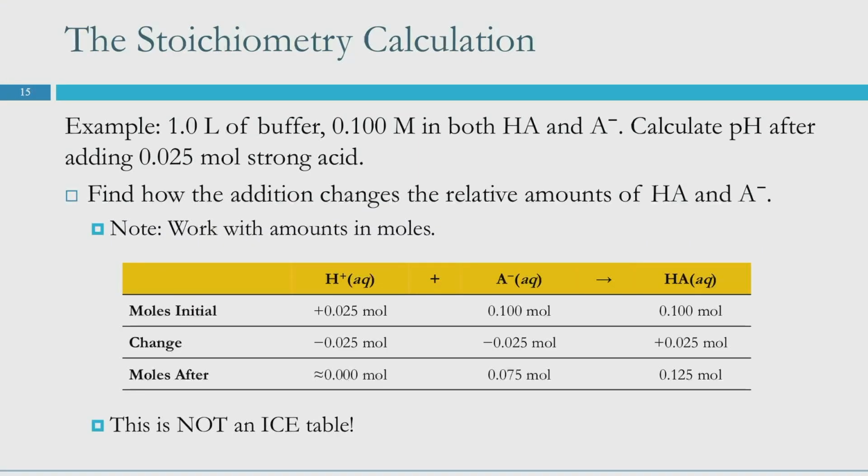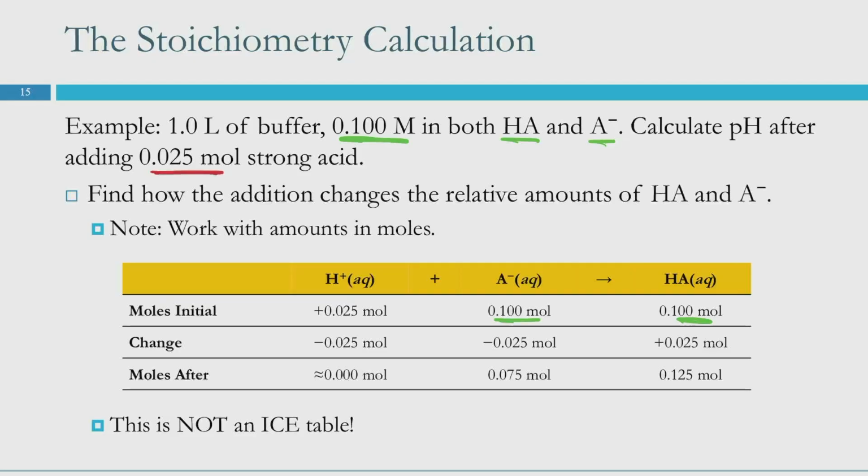In our example, we've got 1 liter of buffer, 0.100 molar of HA and A minus, and we want to calculate what the pH is after we add a small amount of strong acid. Initially, we have 0.100 mole of A minus. The reason that we're working with moles here is because we have the same volume. So we're just going to work straight with moles, and our HA is 0.100 moles as well. Those are both our given amounts.